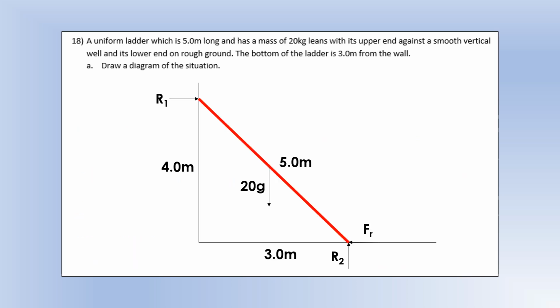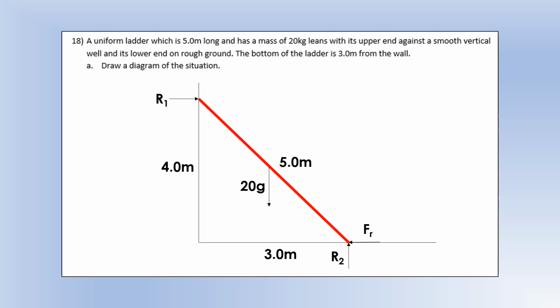Okay, so we've got a uniform ladder which is 5 meters long, has a mass of 20 kilograms, and leans with its upper end against a smooth vertical wall. Smooth meaning it's frictionless, which is why there's no force of friction on the left hand side. The lower end is on rough ground, so there would be friction there. The bottom of the ladder is 3 meters from the wall.